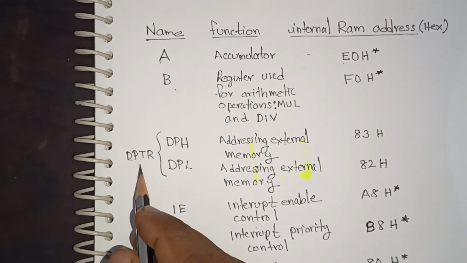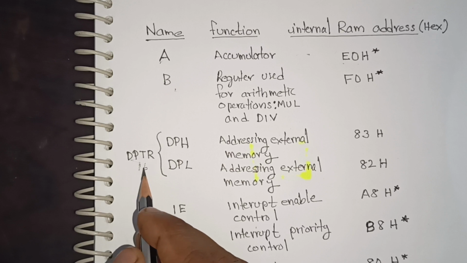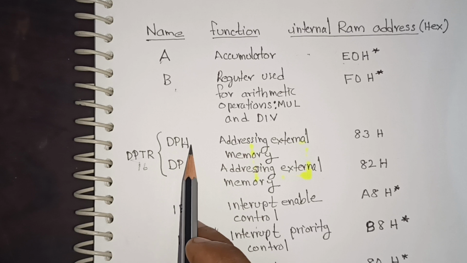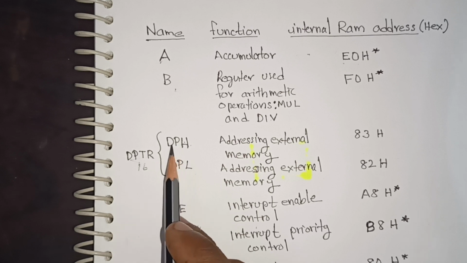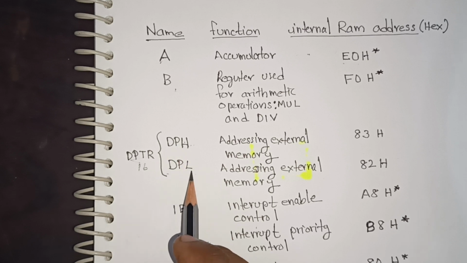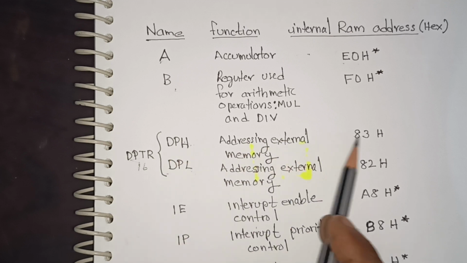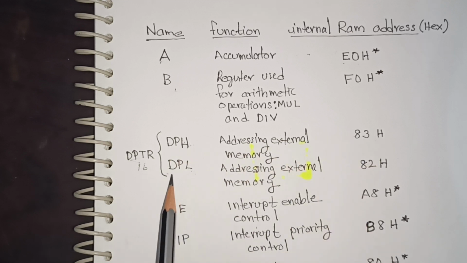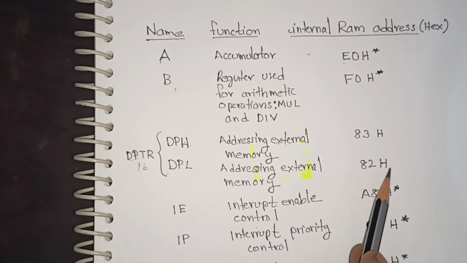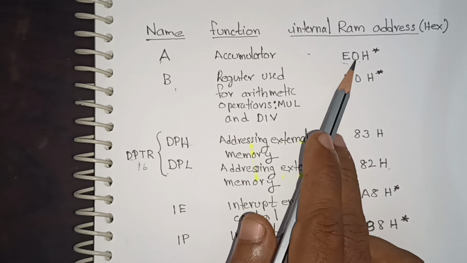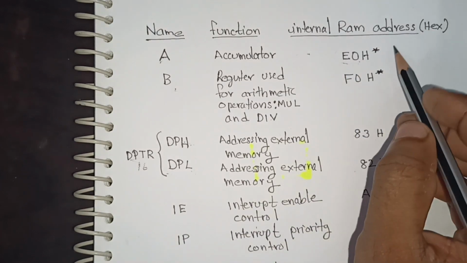It is a 16-bit register, divided into two 8-bit registers, DPH and DPL. This is the higher 8 bits and this is the lower 8 bits. So DPH has address 83H, DPL has address 82H. Actually, these are 8-bit addresses. You know how to expand the address, right? I will show you one.